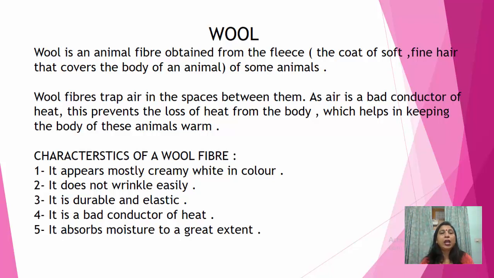Now, coming to the natural fiber that we get from animals, that is wool. I think you all have studied, you all know what is wool. Wool is an animal fiber obtained from the fleece. What is fleece? It is the coat of soft fine hair that covers the body of an animal. जो animal की body के ऊपर जो hairs होते हैं, soft fine hairs, that is known as fleece, and wool is obtained from the fleece of some animals.